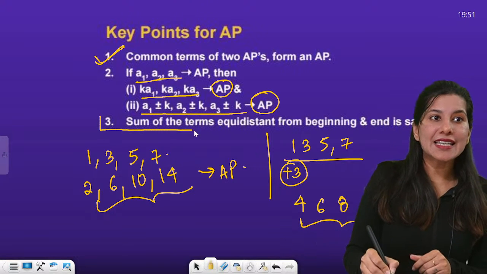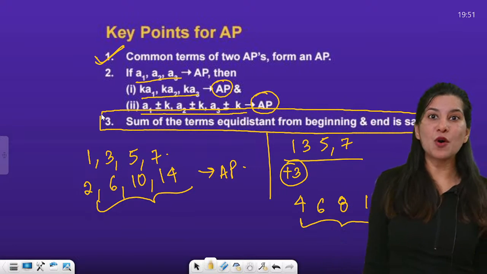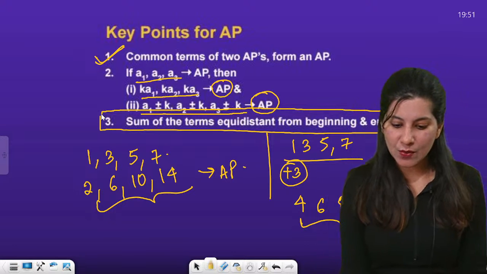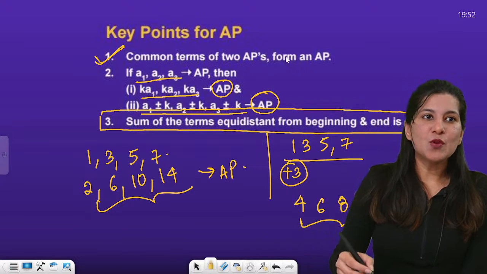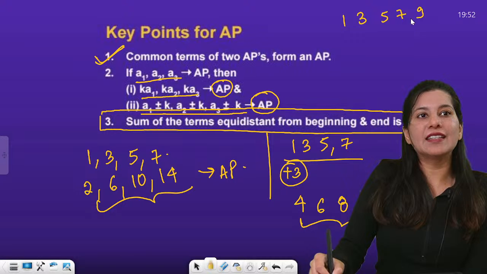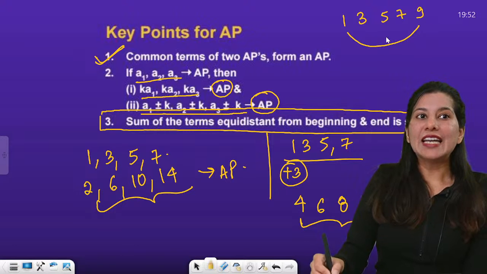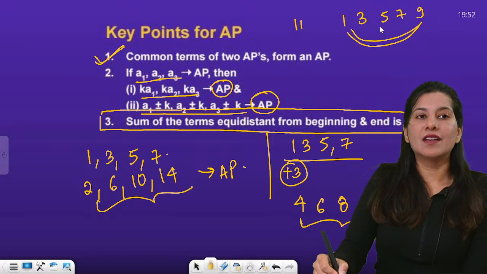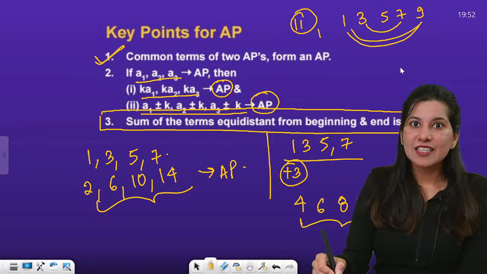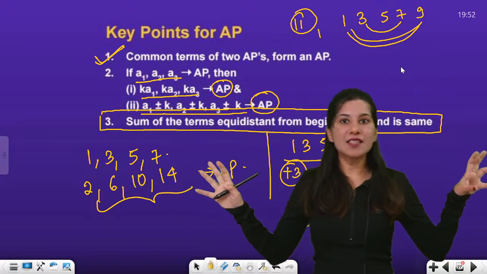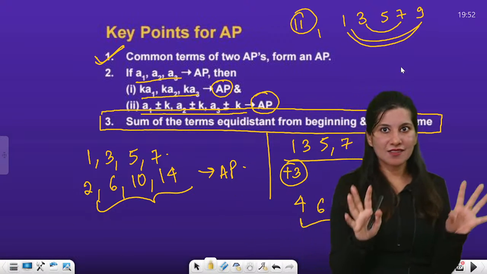Now this third thing is extremely important, and it is actually given by Carl Friedrich Gauss, that mathematician I was telling you about just now. So what happens is, suppose you have 1, 3, 5, 7, 9. The sum of the first and last terms, 9 plus 1, is 11. Then we have 3 plus 7, again 11, right? So basically, the sum of the first and last terms will be equal to the sum of the second and second last, which will be equal to the sum of the third and third last, and so on.